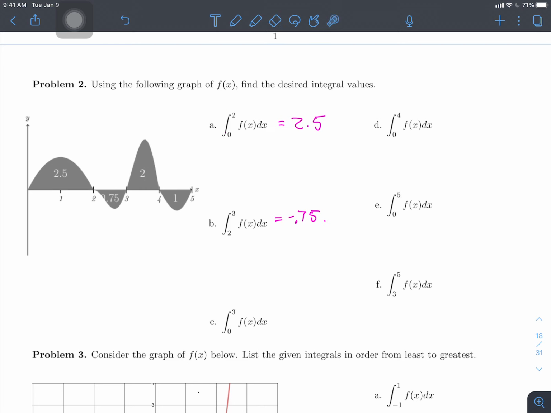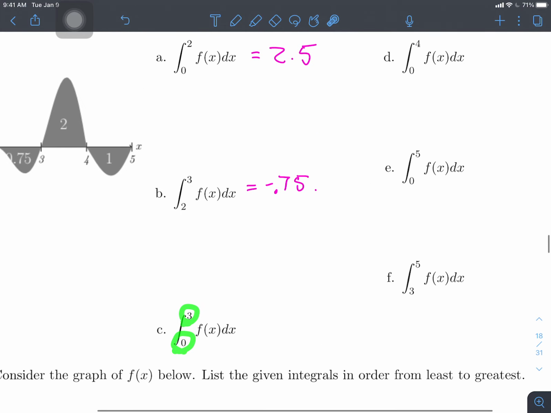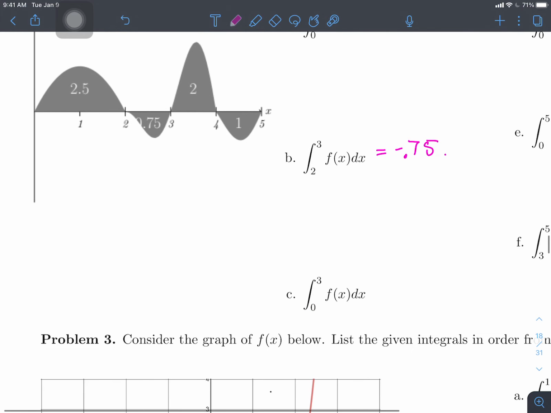Now how about the next one? Now we're going to go from 0 to 3. Can you see that? We're going to go from 0 to 3. So we start at 0, we count area, area, area, area, area, and then we get some negative area, and we stop counting once we get to 3.